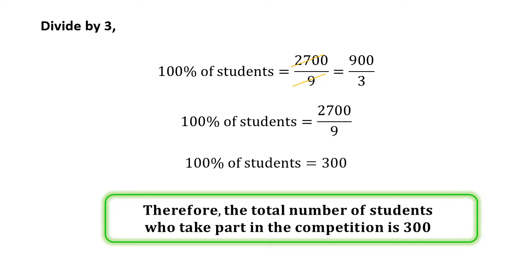After simplification we have 100% of students equals 300. Therefore, the total number of students who take part in the competition is 300.